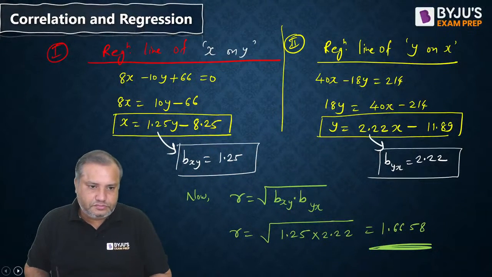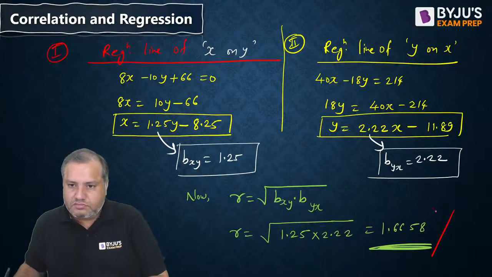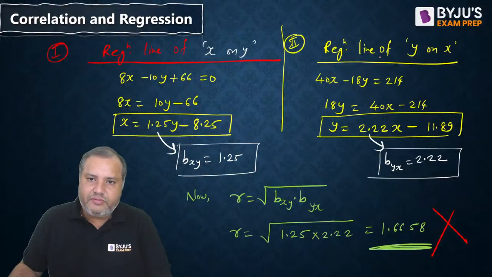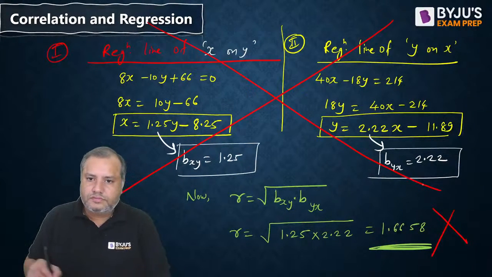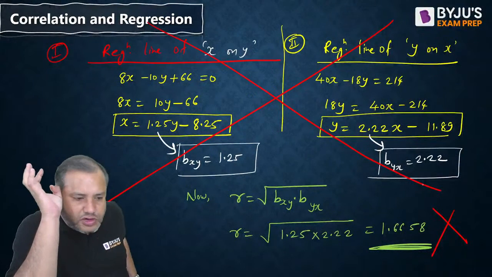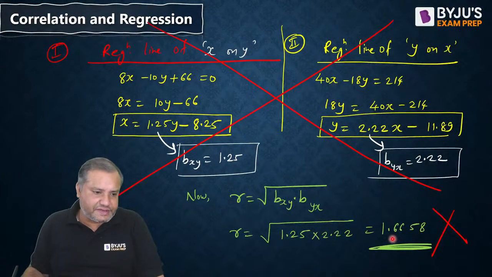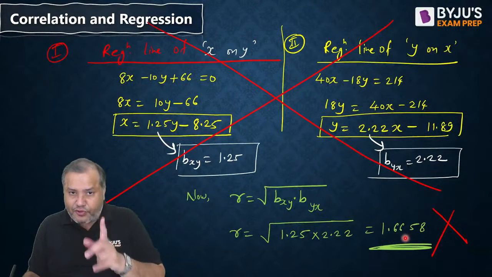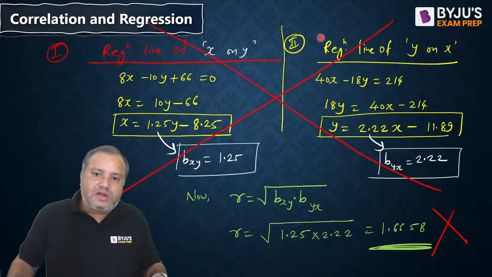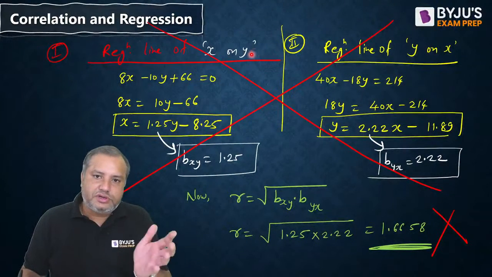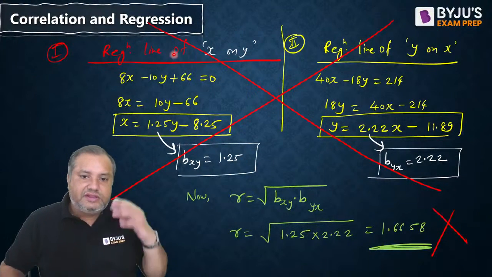So student, this value is wrong, and we must say that this entire calculation is wrong. Understood? You got the reason? This R does not belong to the actual range, -1 to +1. Therefore, this assumption of regression lines is wrong, and therefore this overall calculation goes wrong. You need to change your approach. What is the approach? This line should be x on y, and this line should be y on x. That we already did.